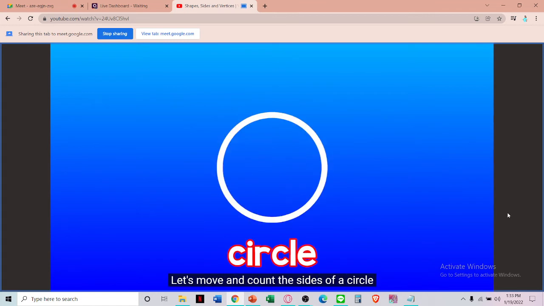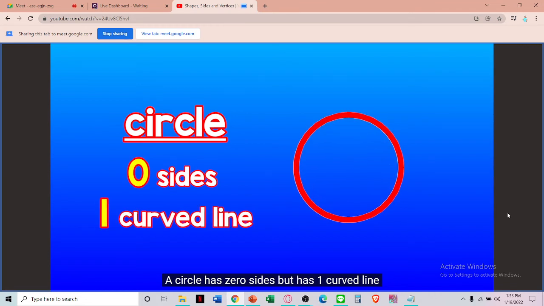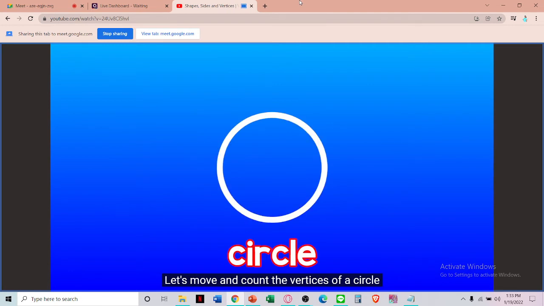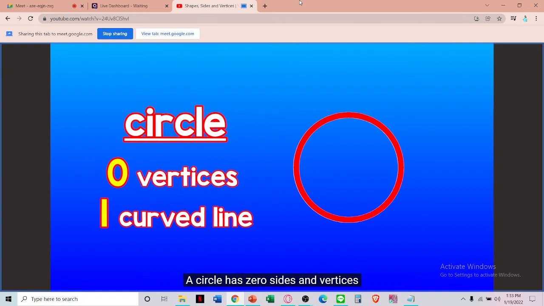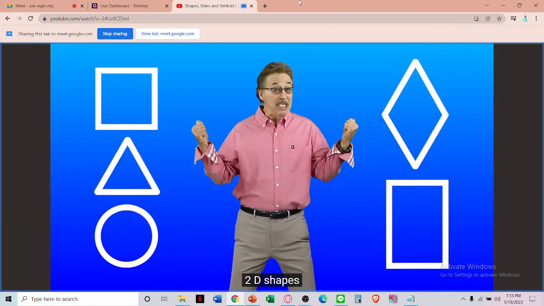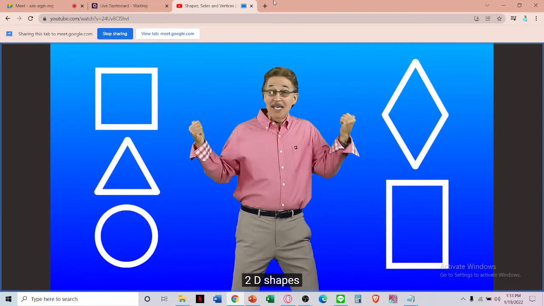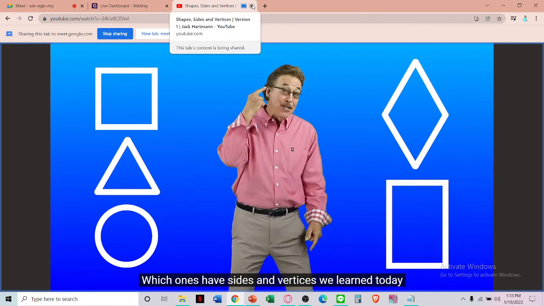This is a circle. Let's move and count the sides of a circle. A circle has 0 sides, but has 1 curved line. Let's move and count the vertices of a circle. A circle has 0 vertices, but has 1 curved line. A circle has 0 sides and vertices. 2D shapes. Which ones have sides and vertices we learned today?